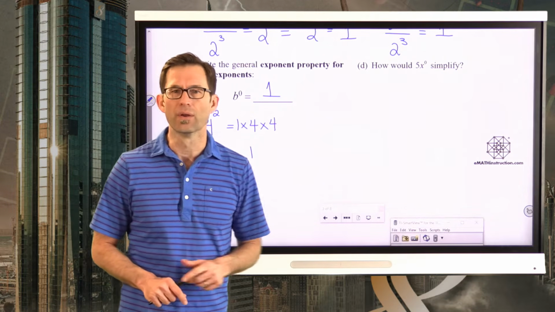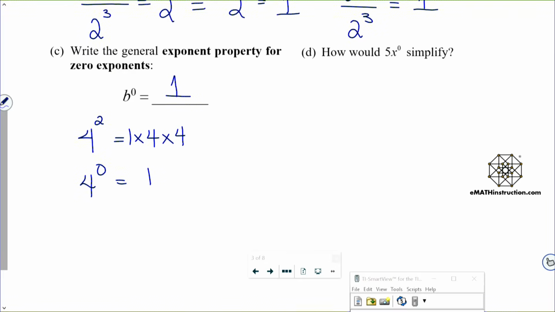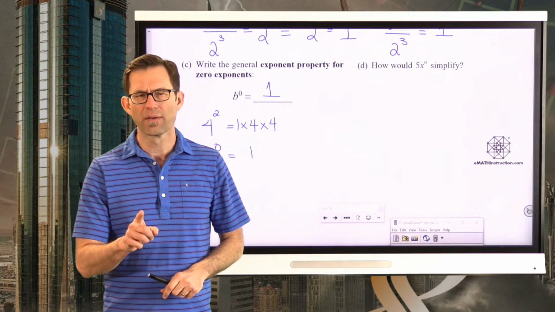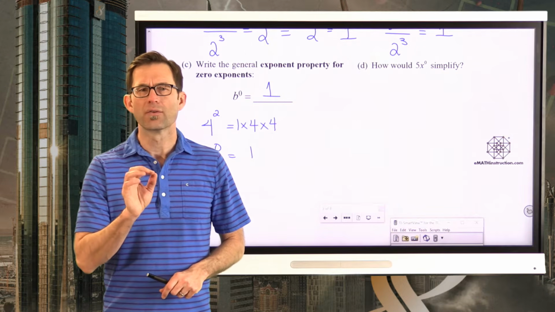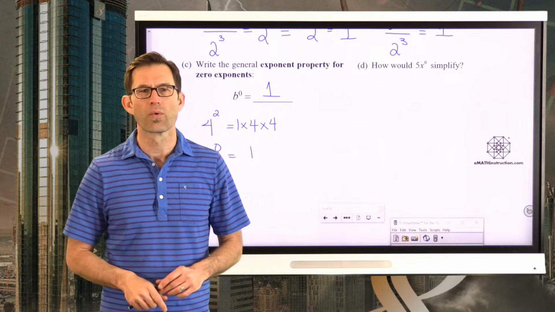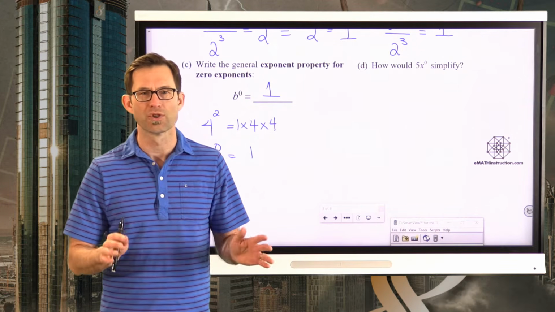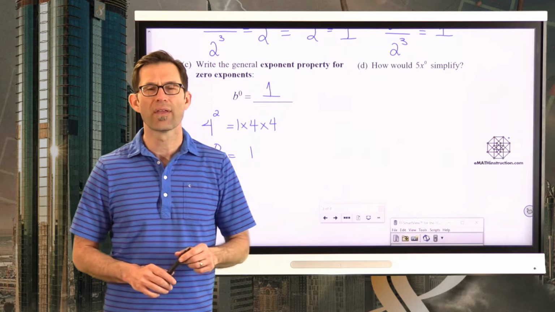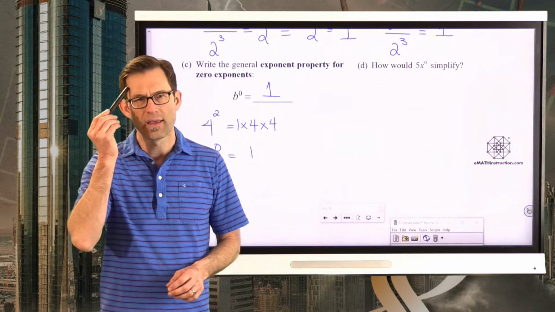Let's take a look at letter D really quickly. How would 5 times x to the 0 simplify? Think about this for a moment. And trust me when I say it's not as straightforward as you might think. Remember your order of operations. So, tell me how that would simplify. Pause the video now and give it some thought.